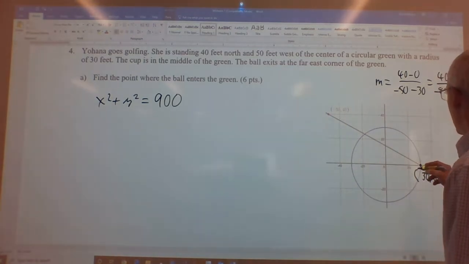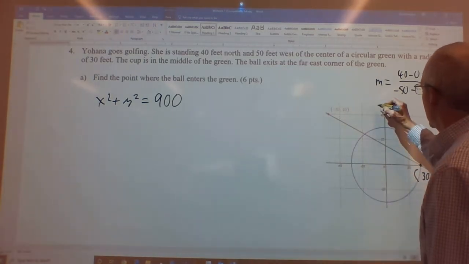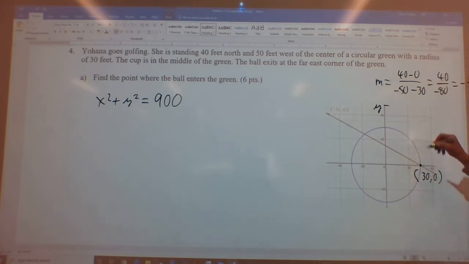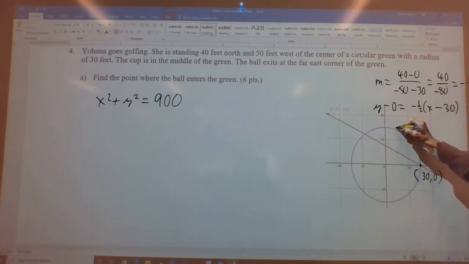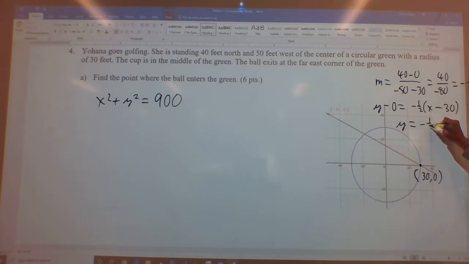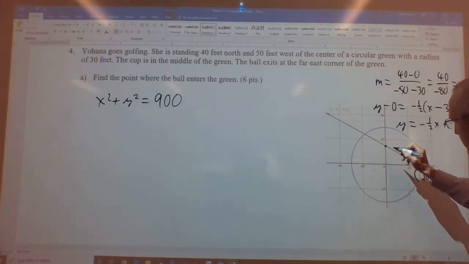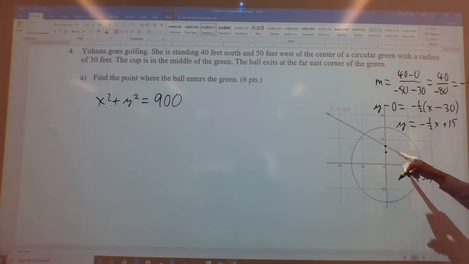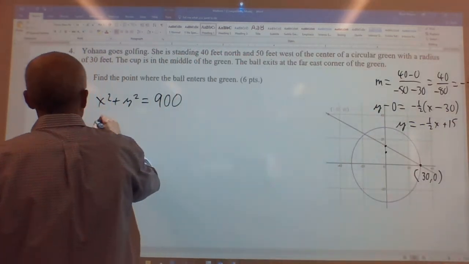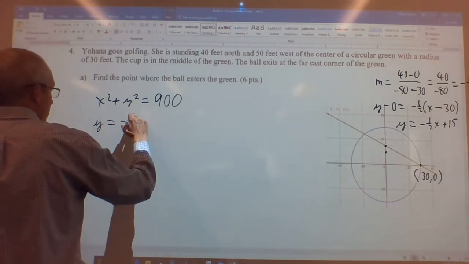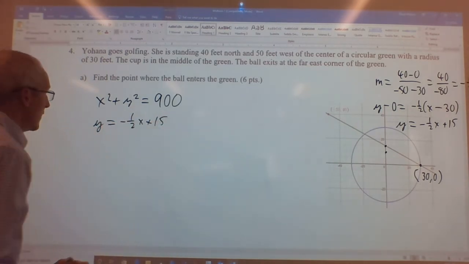So negative 1/2. And then we go y minus, let's choose this point, y minus 0 is equal to negative 1/2 times x minus 30. That's always nice when that's 0. So the line is y equals negative 1/2 x, minus minus is plus, and half of 30 is 15. So it hits at 15, which it looks like it does, right? There's 10. So yeah, it makes sense. Y-intercept is 15. Negative 1/2 x looks right. So we want to know where that line, y equals negative 1/2 x plus 15, hits the circle.